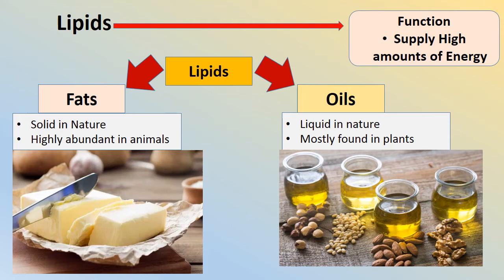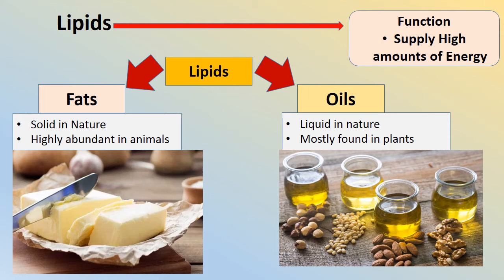So children, lipids exist mainly as fats as well as oils. So lipids can be divided basically into two parts, fats and oils. Let us take fats. Fats are solids at room temperature, and they are mainly derived from animal sources. Children, examples of fats are butter and ghee, which are all derived from animal sources. The next one is the oils.